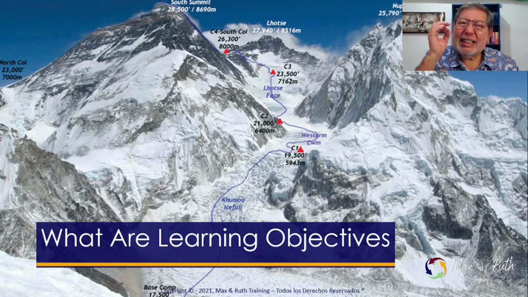And that's exactly how we must think about learning objectives. Learning objectives are those camps that can be found on the way to the summit. And the summit is the final objective that we want our participants to achieve at the end of our course or program. That's exactly the way we must see learning objectives.